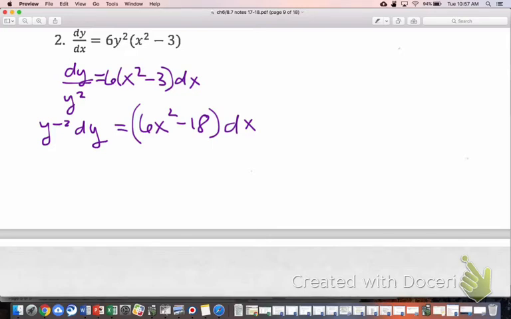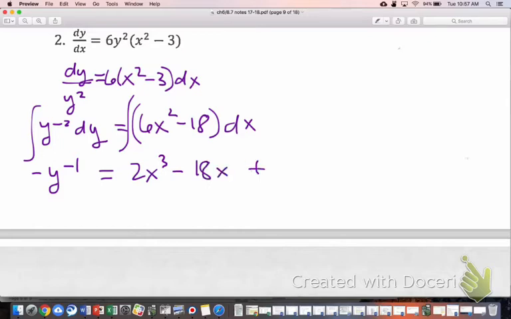Okay, so once you have separated the variables, we're going to find our antiderivatives. They would be negative y to the negative 1 equals 2x cubed minus 18x plus c. We talked a little bit yesterday about why there's a plus c on the x side, but not a plus c on the left side. There technically is a plus c on the left side. We're just subtracting it over and subtracting it from the other c and getting some other constant. This is the customary practice to do it this way.